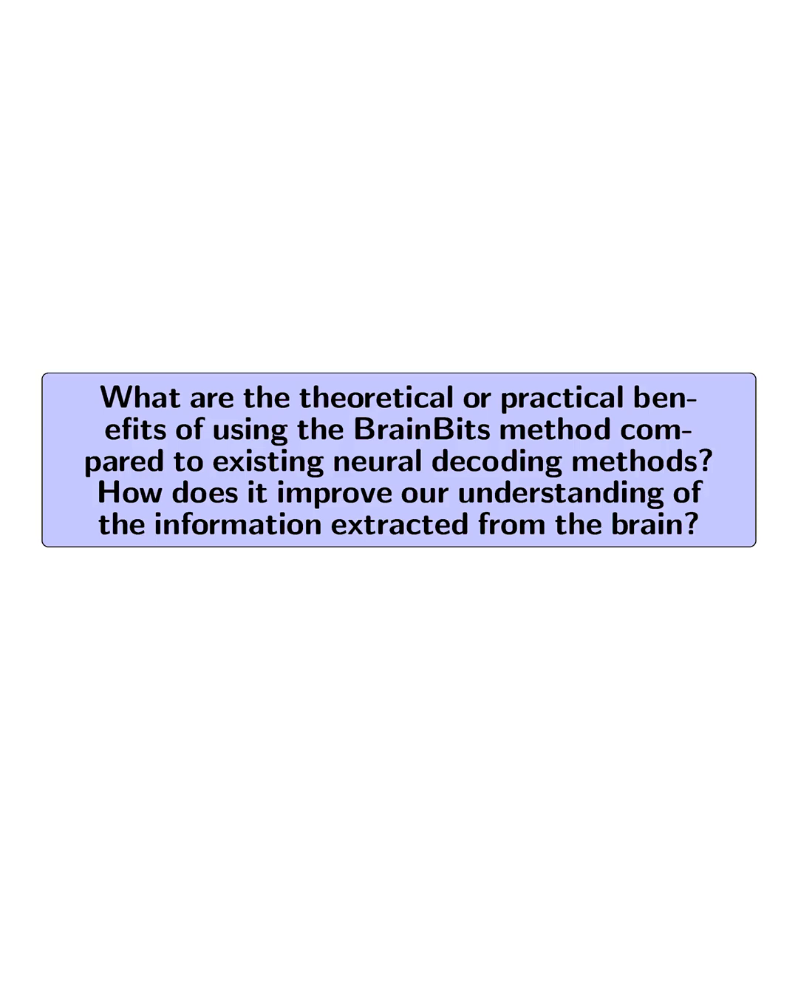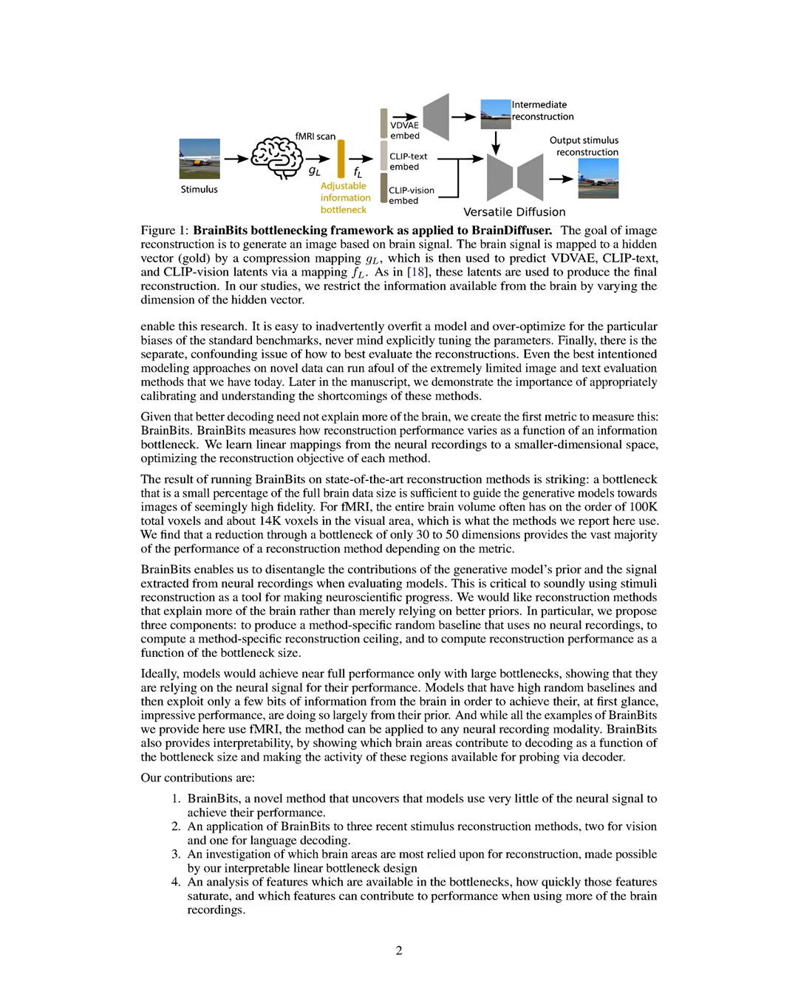What are the theoretical or practical benefits of using the BrainBits method compared to existing neural decoding methods? How does it improve our understanding of the information extracted from the brain? The BrainBits method offers significant theoretical and practical benefits over existing neural decoding methods by providing a novel metric to measure how reconstruction performance varies with an information bottleneck. This allows researchers to disentangle the contributions of the generative model's prior from the actual neural signal, which is crucial for understanding the effectiveness of reconstruction methods.